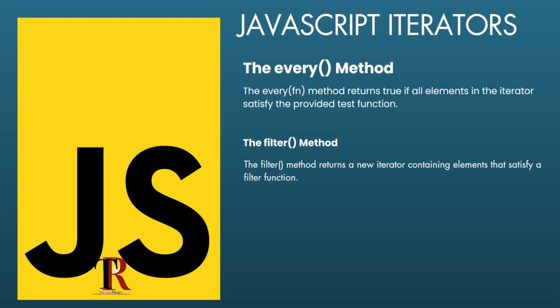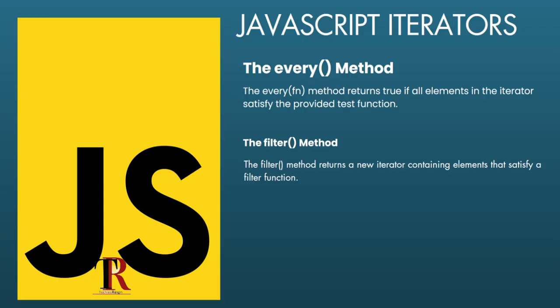In the last lesson, we talked about the every method, which takes a function as an argument and tests if a certain condition is met for the method to return true, and returns false if the iterator does not satisfy the provided test function.